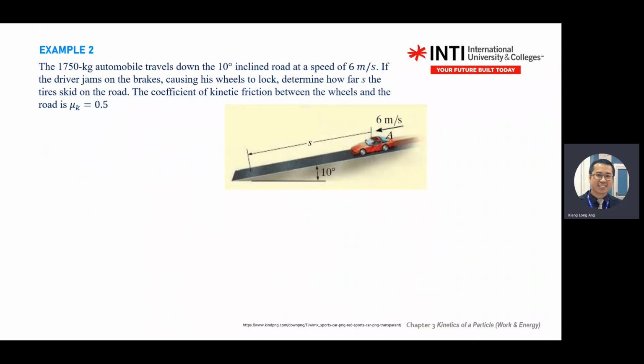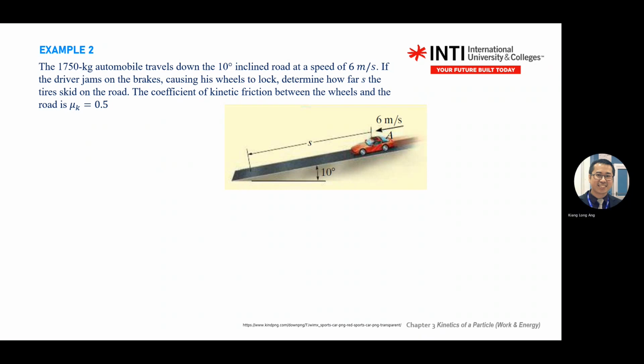So let's look at how we apply the principle of work and energy on a slanted vehicle. You're given an M. When you're given M, normally we will expect you to have weight in your free body diagram. A car travels down a 10 degree pathway or road at a speed of 6 meters per second. You're given the initial velocity, a car with the mass and a velocity, again, kinetic energy.